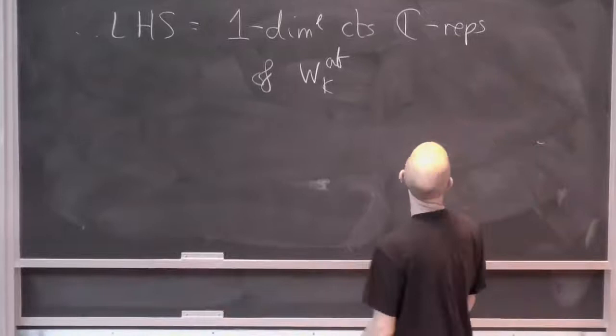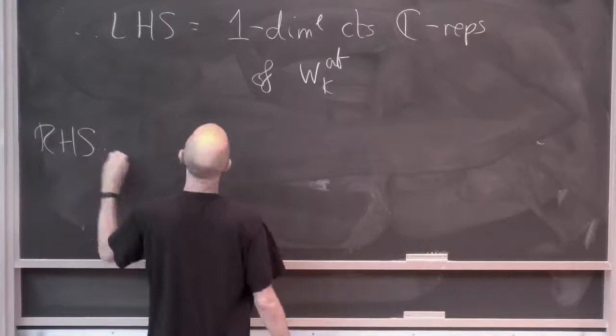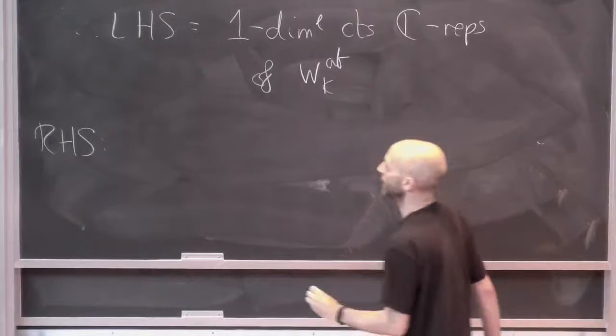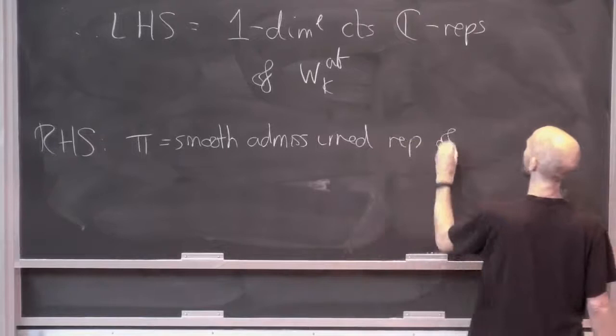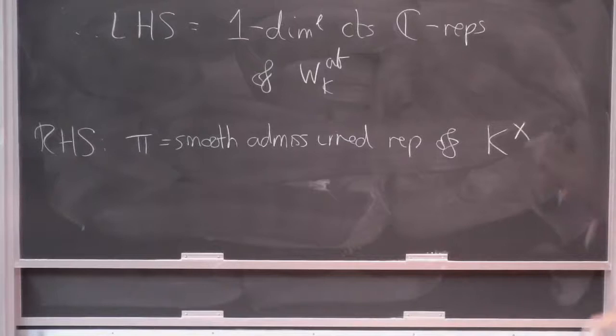And now it's the right-hand side. Smooth, irreducible, admissible representations of K star. So I want pi to be a smooth, admissible, irreducible representation of K star. So this is this huge, infinite abelian group K star acting on a possibly infinite dimensional complex vector space. But it has some very strong continuity properties from smoothness and admissibility.